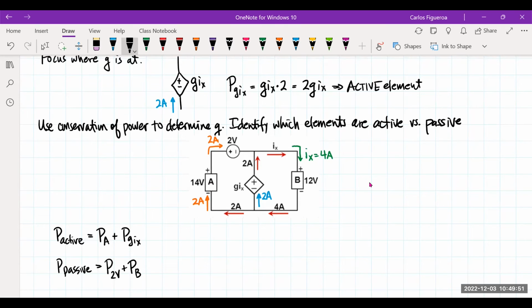So now I can equate these. If I look at A, it's going to be 14 times 2. Then the dependent source, we've already written down, is going to be 2GIX. But we already identified that IX is 4, so this has to be 28 plus 8G. Now, if I look at the passive elements, the 2 volt is going to give me 2 times 2, and then the passive B has to be 4 times 12. That's going to give me a value of 48 plus 4, which would be 52. These are all in units of watts.